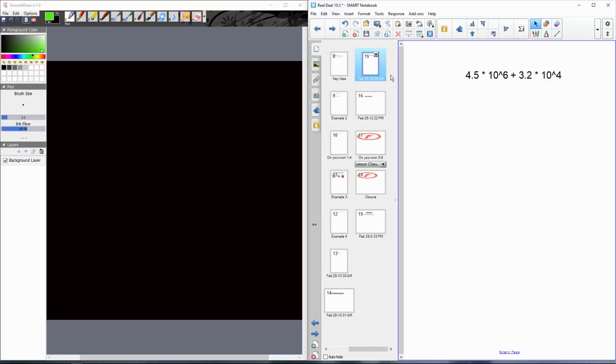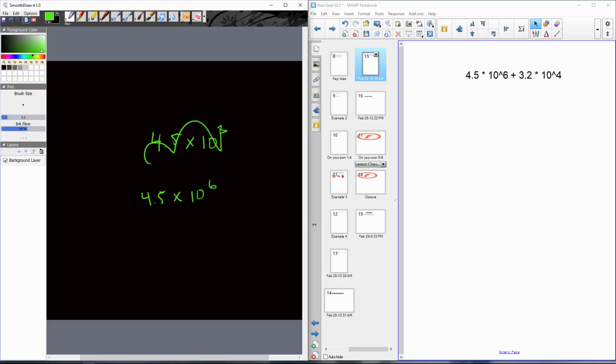A couple extra things I want to try, just because we're going to be focusing on this in future lessons. If I look at this, this is 4.5. Let me just write this down. So 4.5 times 10 to the sixth. Let me try this again. 4.5 times 10 to the sixth power. And I'm going to add 3.2 times 10 to the fourth.